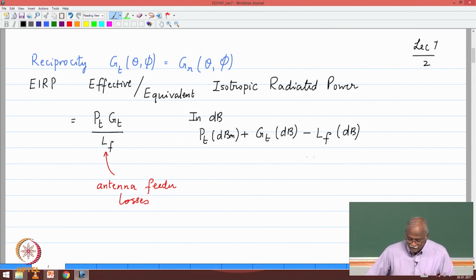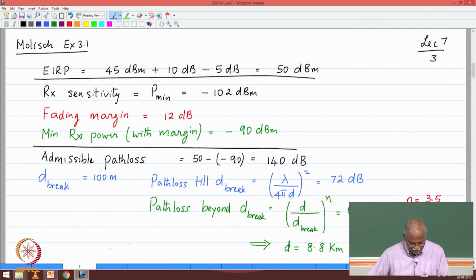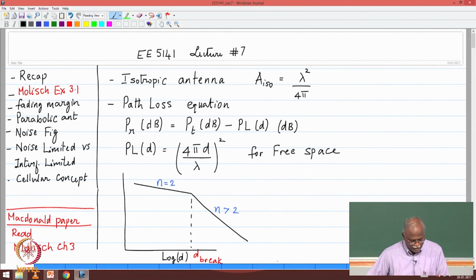So that will be the GT. That's a positive factor, and then there is a negative factor which takes away from the calculation, which is the losses that we encounter in the system. So this is a quick summary of what we have discussed in the last class.